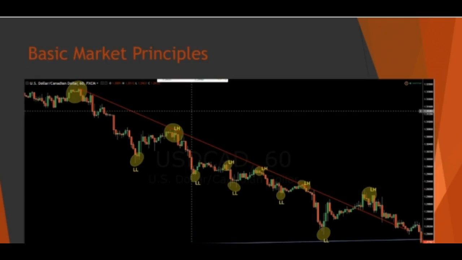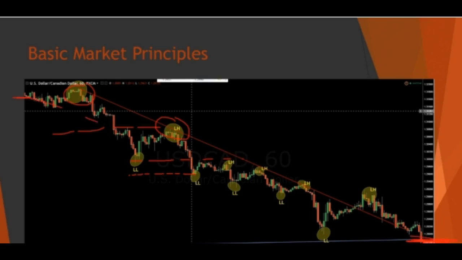So here's what it looks like from a charting perspective. As you can see, lower low, lower high. Lower low, lower high. And what I mean by lower low and lower high is here's a high. This one's lower. Here's a low. This one's lower. And they continually go lower and lower and lower. And then, of course, we have this trend line to show you where the direction is generally heading. And you can see the market entered on this side and exited here.